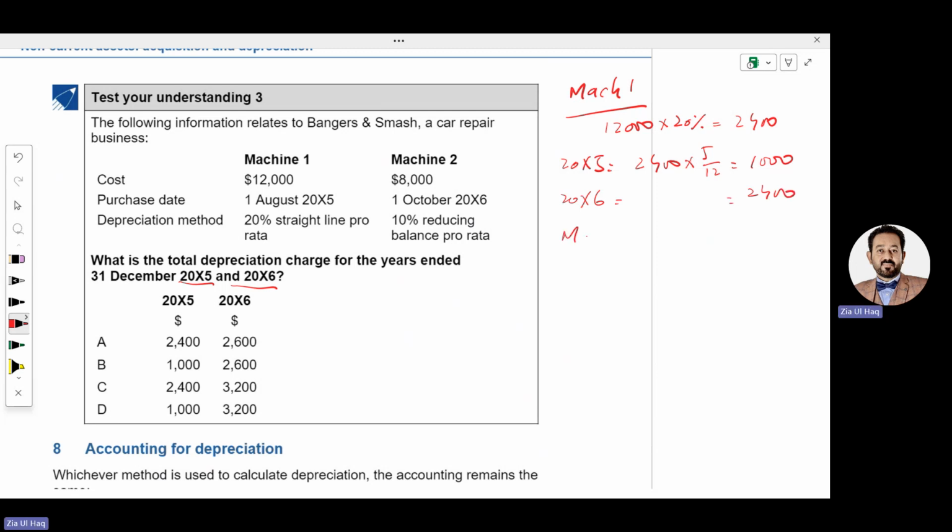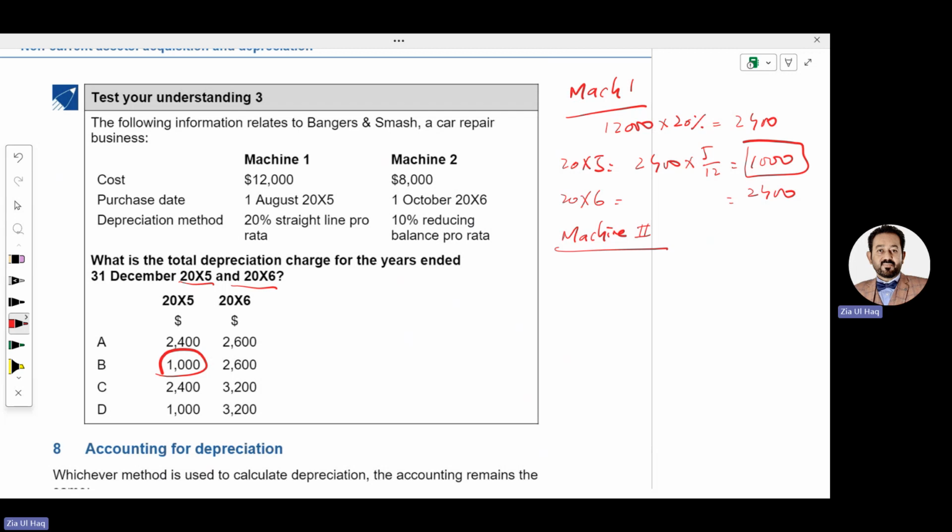Now moving towards machine 2. Machine 2 cost is 8,000, bought on 1st October, 10% reducing balance method, pro rata. If they bought in 20x6, there will be no depreciation for 20x5. This means for 20x5, only machine 1 depreciation will be recorded. How much? 1,000.